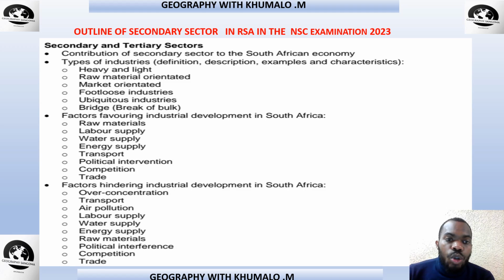You also have to know the factors that favor industrial development in South Africa, looking at raw materials, labor supply, water supply, energy supply, transport, political intervention, competition, and trade. And also you have to look at the factors that are hindering industrial development in South Africa, looking at over-concentration, transport, air pollution, labor supply, water supply, energy supply, raw materials, political interference, competition, and also what we call trade.